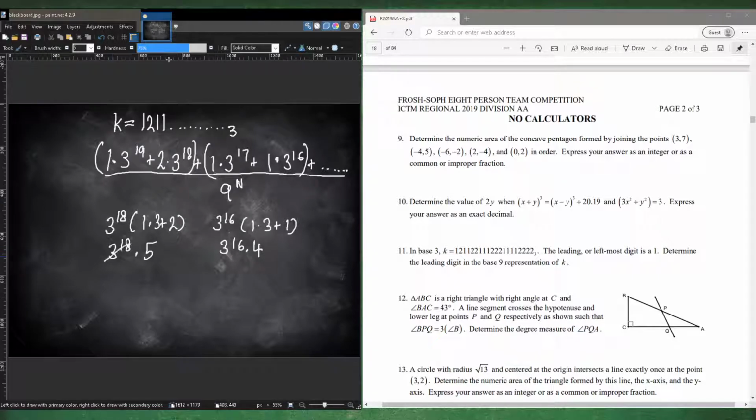So this is the same thing as saying 9 to the power of 9 times 5. And this is the same thing as 9 to the power of 8 times 4, right? So when you're adding these, you could just rewrite it as 5 times 9 to the power of 9 plus 4 times 9 to the power of 8 plus etc. It doesn't really matter what the rest of the other terms are.